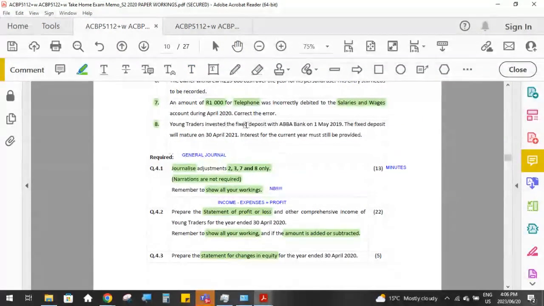Young Traders invested the fixed deposit with ABBA Bank. So we'll go and check that out on the 1st of May 2019. So that's when the money was put into the bank. And the fixed deposit will mature on the 30th of April 2021. So we've still got another year to sit in there. And the interest for the current year, in other words, the year 2020, must still be provided. So in other words, we haven't yet recorded the interest income that we have earned on this fixed deposit account. So we must go and record that interest that we have earned.